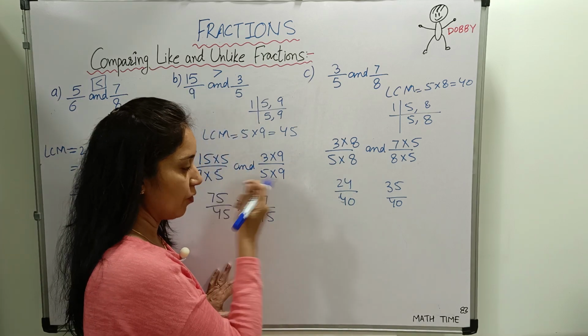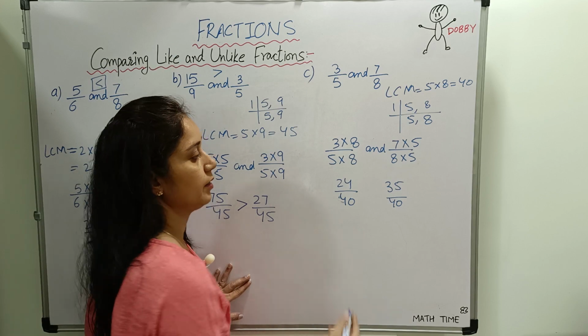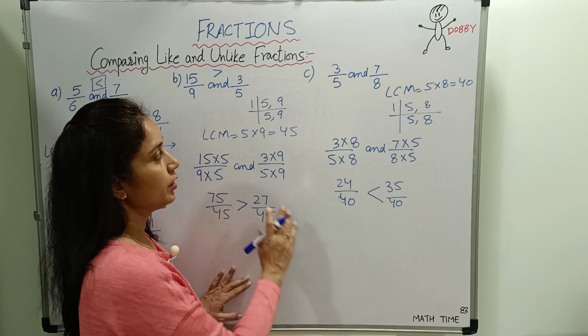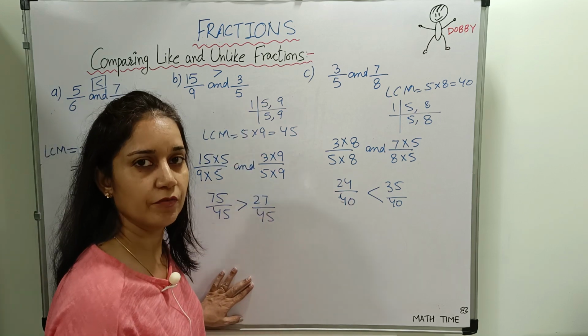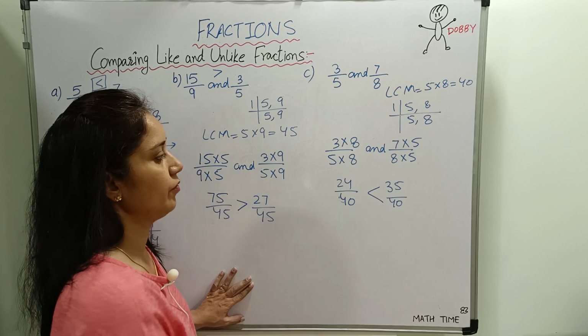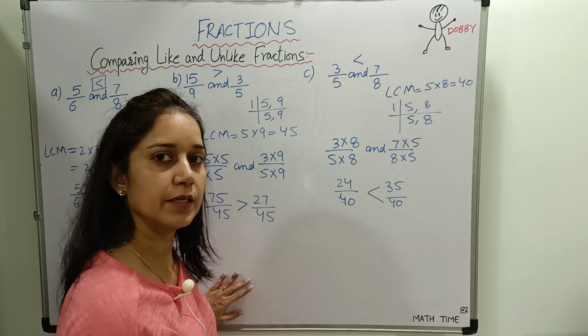Now compare 24 parts out of 40 or 35 parts out of 40. Which is greater? Yes, 35 parts out of 40 is greater. So by turning the unlike fractions into like fractions, you can compare which fraction is greater. The second fraction is greater, that means 7 upon 8 is greater.